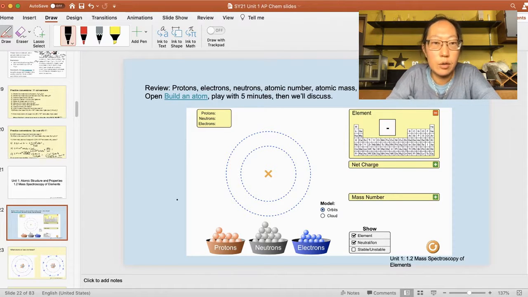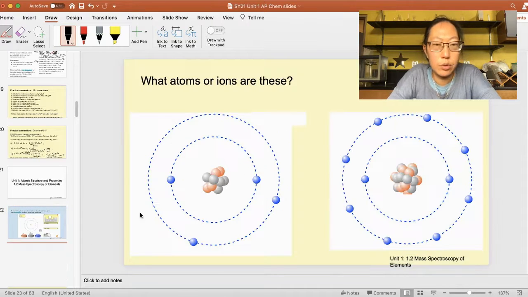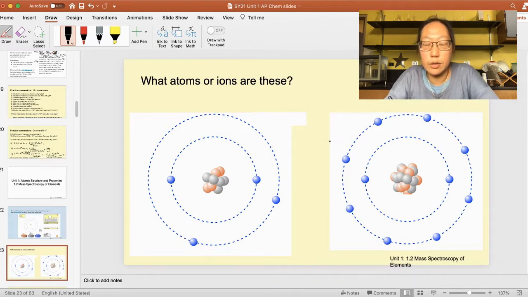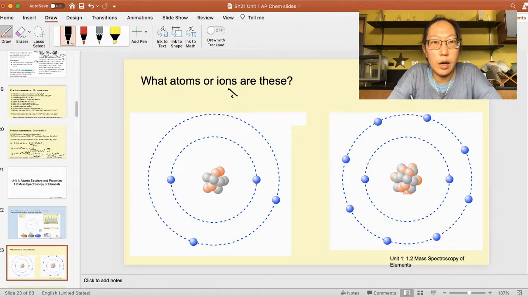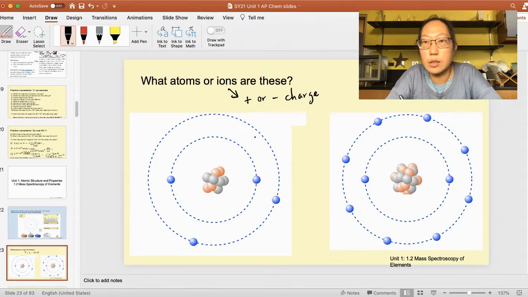So here, hopefully you had a chance to play with Build an Atom and get familiar with these particles again. So we're going to take a look at 2 atoms or ions. Remember, an ion has a positive or negative charge. That means it does not have the same number of electrons as protons. So go ahead and in the chat, or if you feel brave and you just want to speak up, what is this first atom or ion?